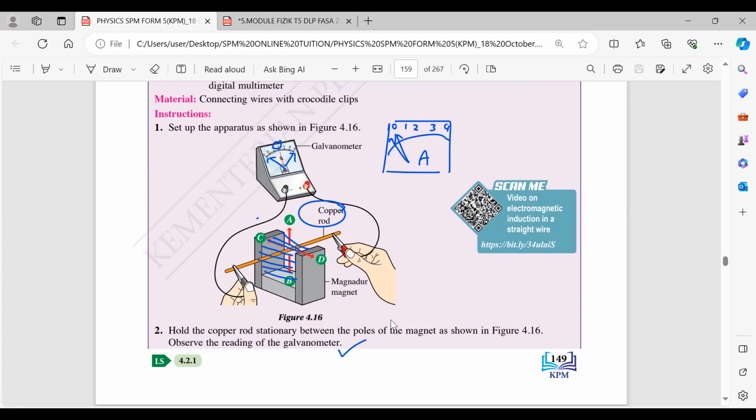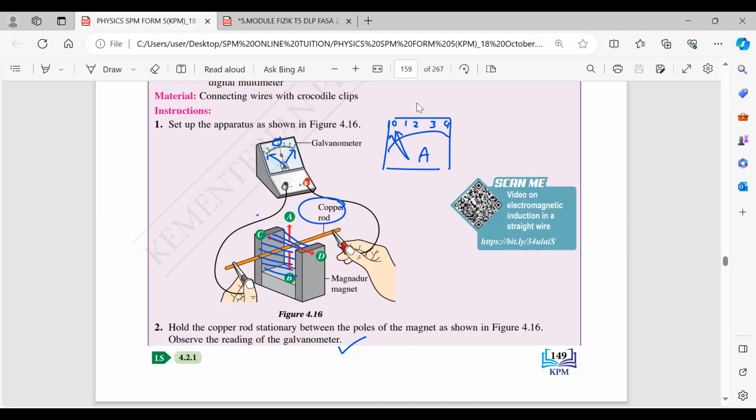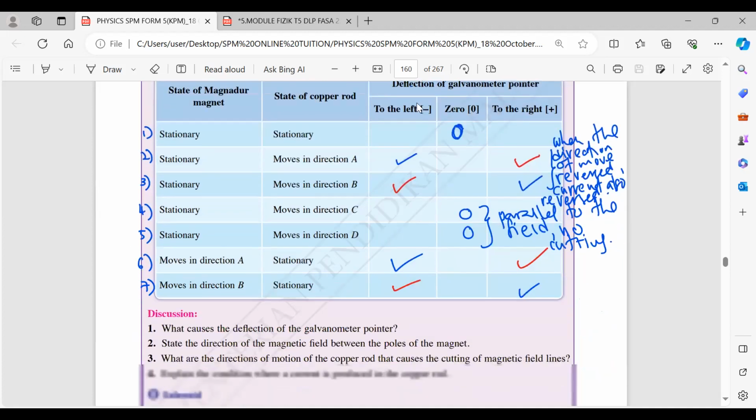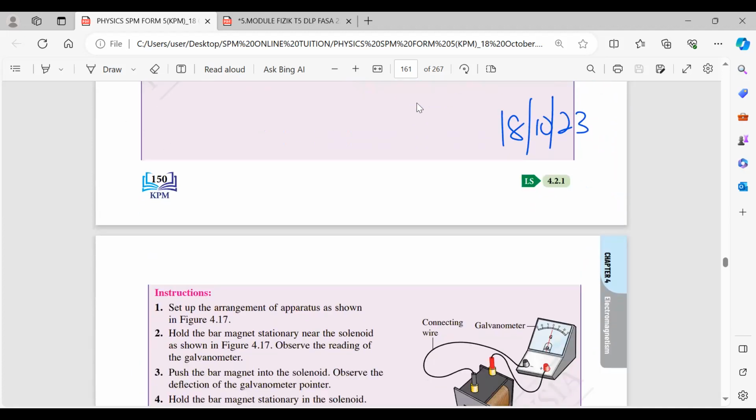When you move perpendicular to the magnetic field, the magnetic field will be cut, EMF will be induced, and current will be produced. But if you move within CD, which is parallel to the direction of the magnetic field, there will be no magnetic field being cut. So there will be no current induced. All this we have discussed. Last class you can see until 18.